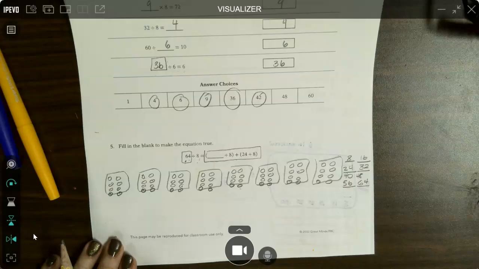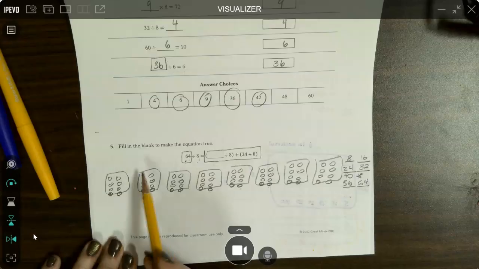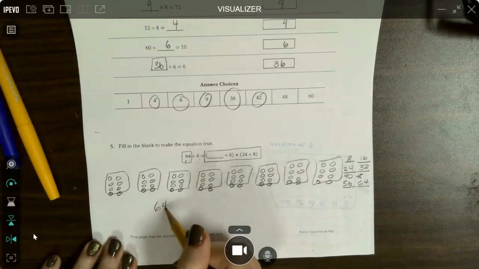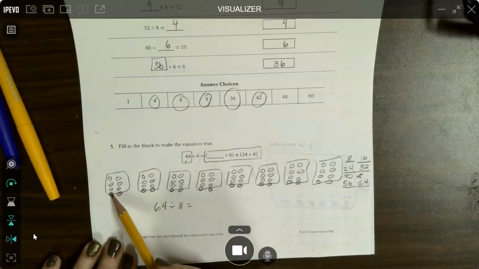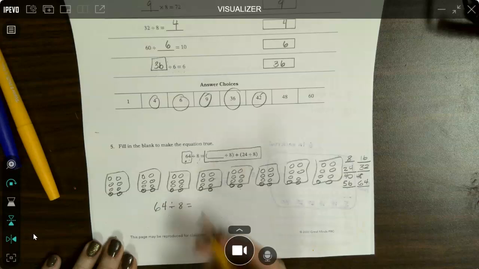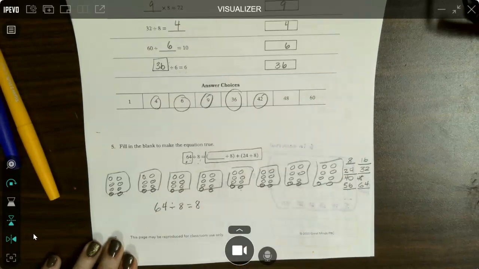Now, here is what they did. So the answer was 64 divided by 8 equaled 1, 2, 3, 4, 5, 6, 7, 8. I have 8 in each group.